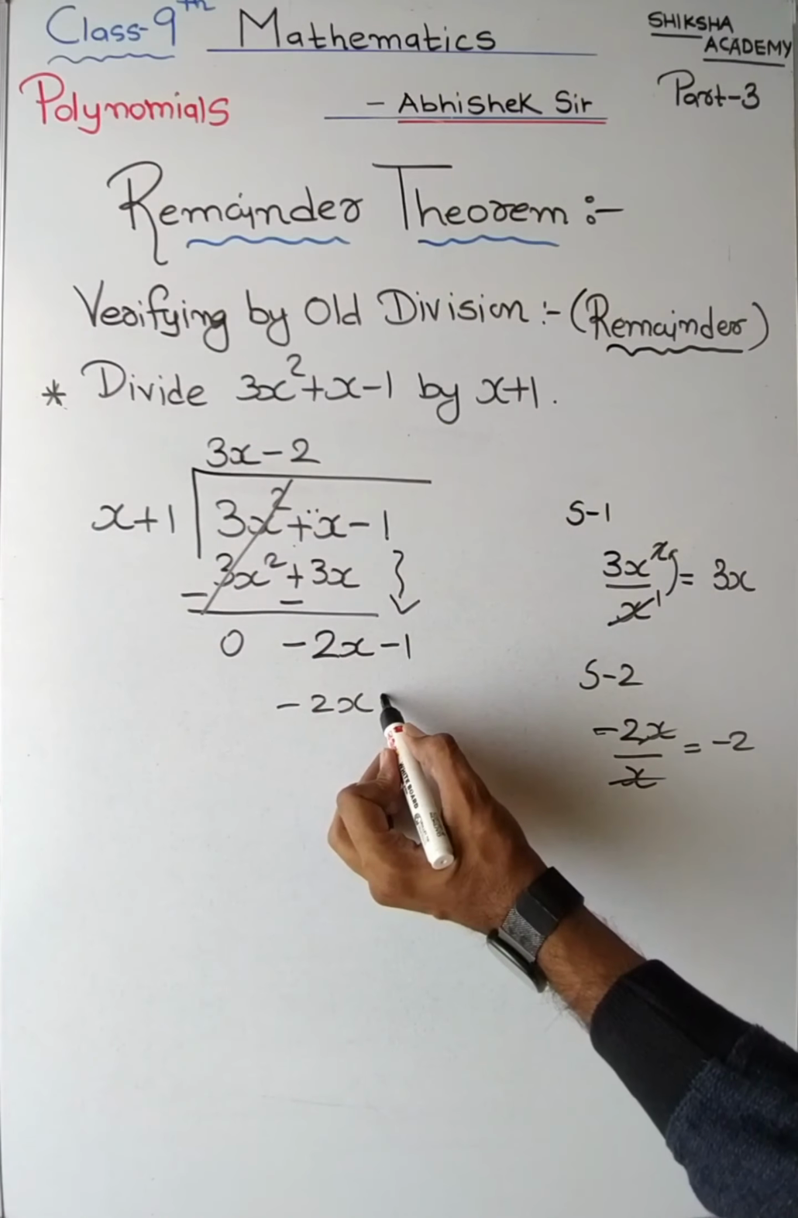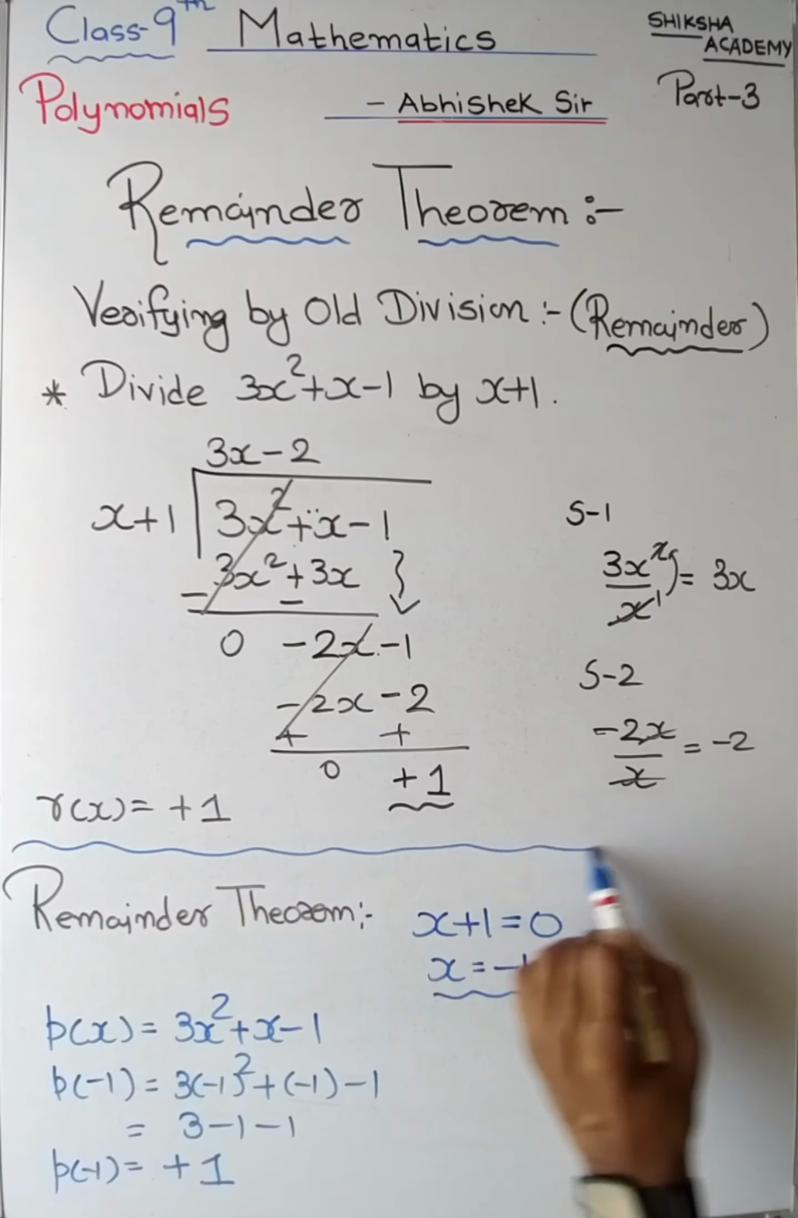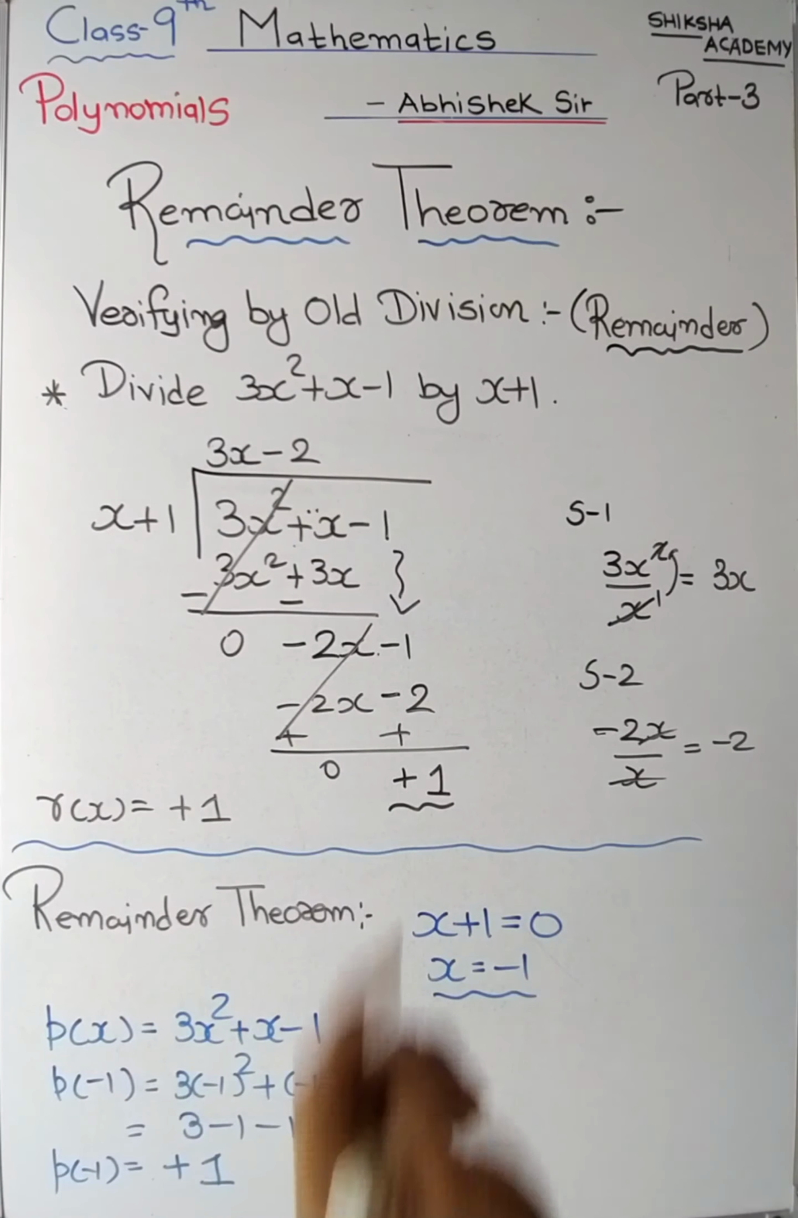Then what we did, instead of p of x, that was 3x square plus x minus 1, we put this value minus 1. So we got 3 into minus 1 square plus minus 1 minus 1. So that was 3 minus 1 minus 1. Answer was plus 1. Clear? So remainder theorem is nothing but the shortcut of finding remainder instead of doing this whole long process.